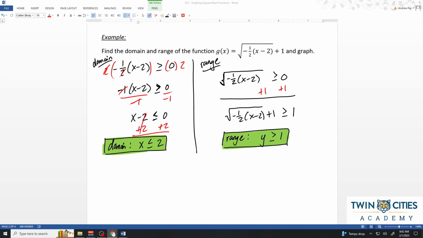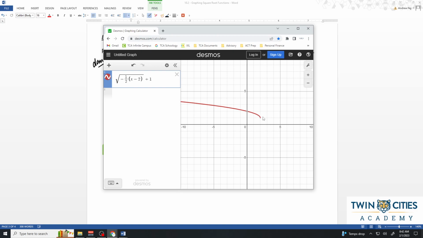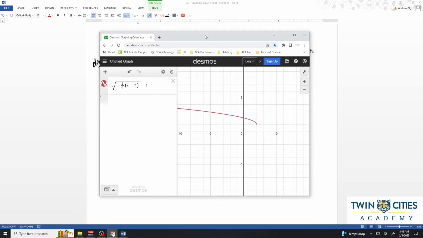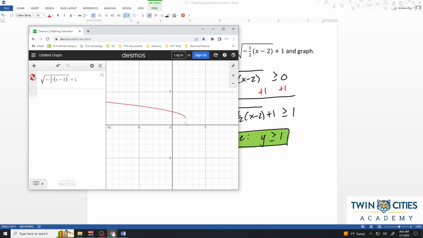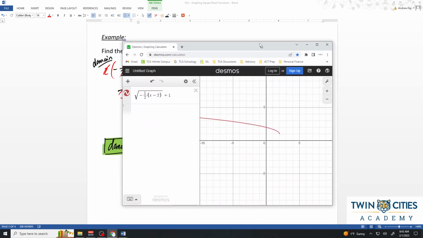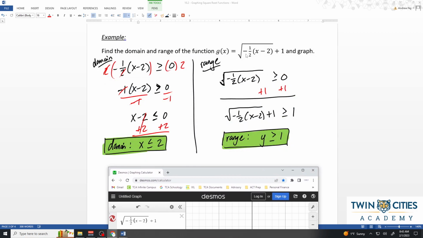What I've done is I've gone ahead and graphed this in Desmos to show you what this graph is going to look like. So normally this goes to the right, but because we flipped this sign, x is less than or equal to 2, we're going to begin at (2, 1). Does that sound familiar? x is less than or equal to 2, and the range is y is greater than or equal to 1. So (2, 1) is our initial point here. And then instead of going to the right, we're going to go to the left because of this negative on the inside, reflecting horizontally.